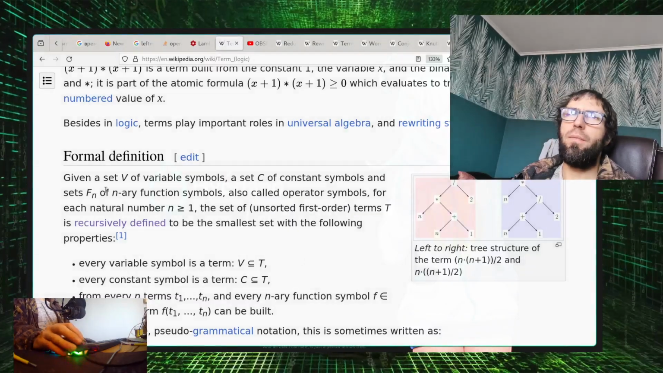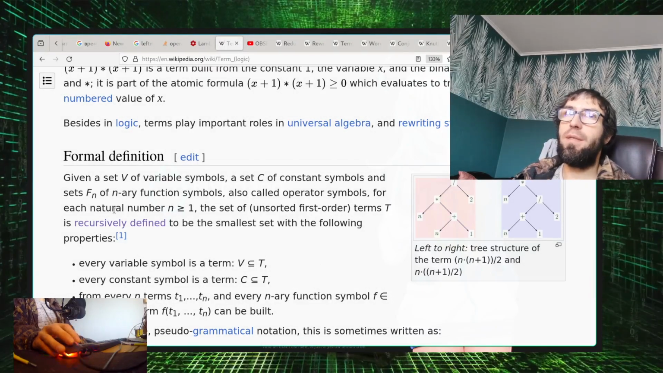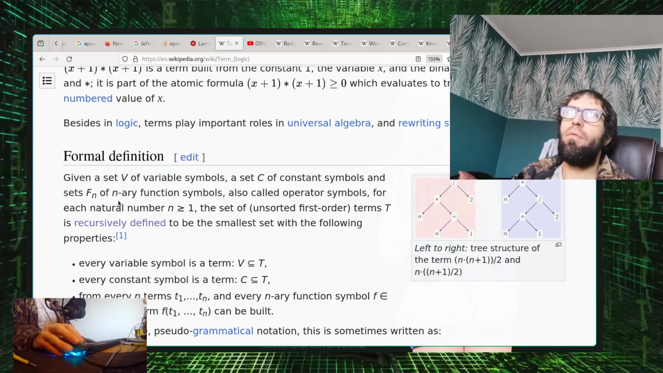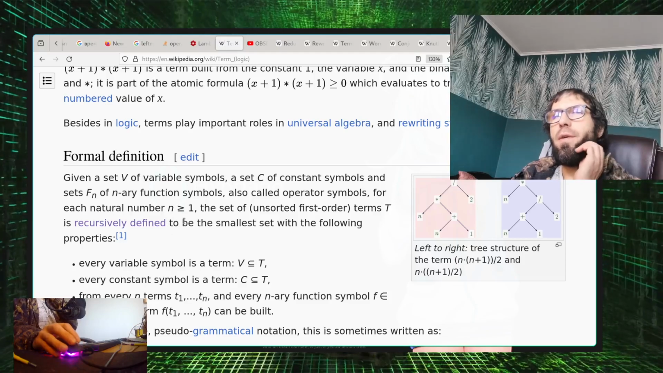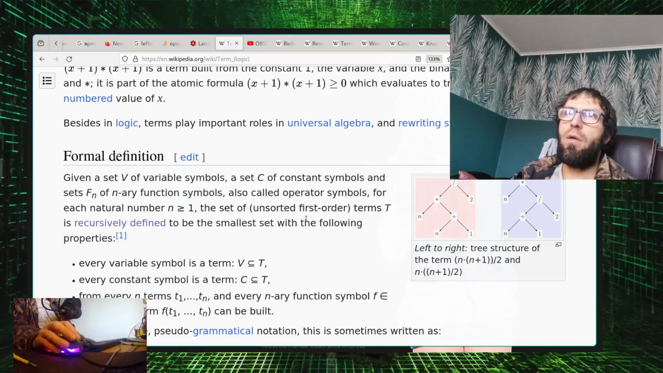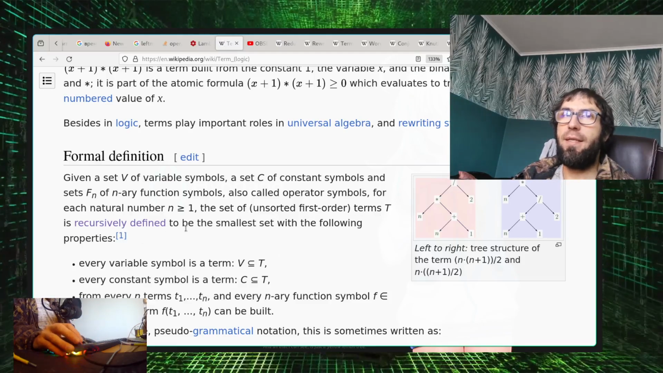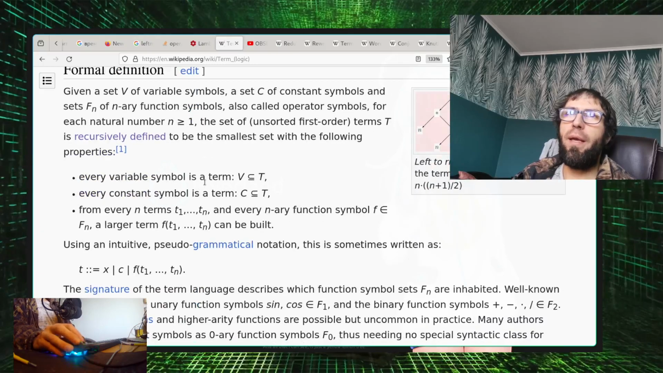Formal definition. Given a set V of variable symbols, a set C of constant symbols, and a set Fn of n-ary function symbols, also called operator symbols, for each natural number n greater than or equal to 1, the set of unsorted first-order terms T is recursively defined to be the smallest set with the following properties. Every variable symbol is a term. Every constant symbol is a term.